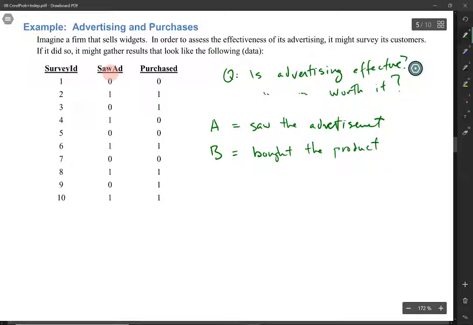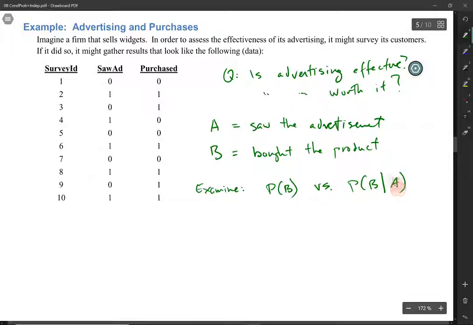Okay, and so basically you want to examine, what do you want to examine? The total probability that they bought versus the probability that they bought given that they saw the ad. Does that make sense? So this is the general behavior of people buying this product. And then what's the behavior of people who buy the product given that they saw the ad? Right? Given that they saw the ad.